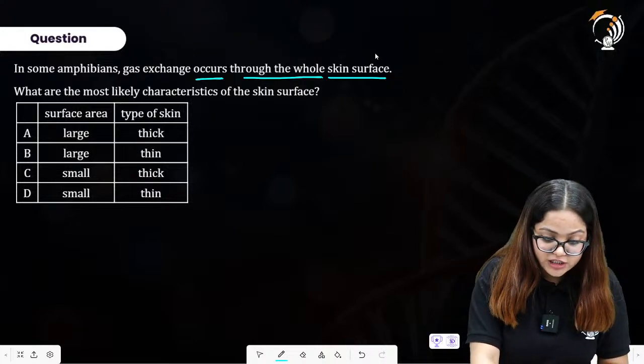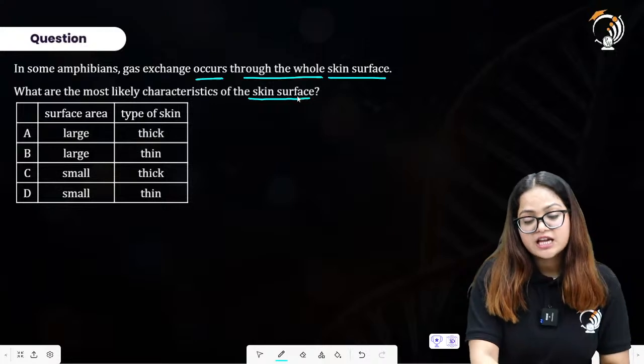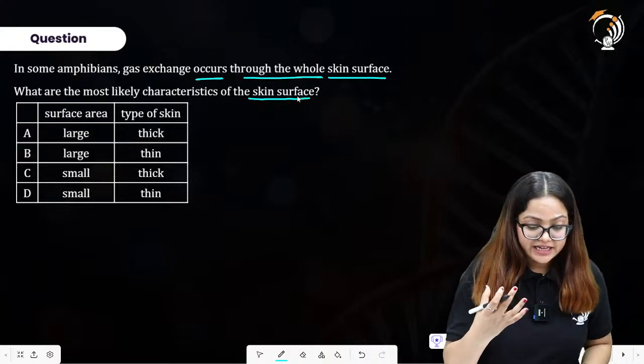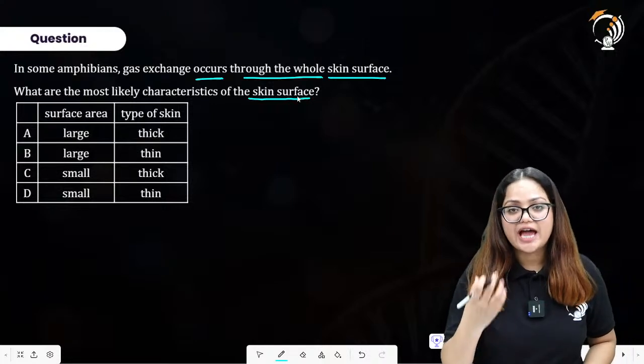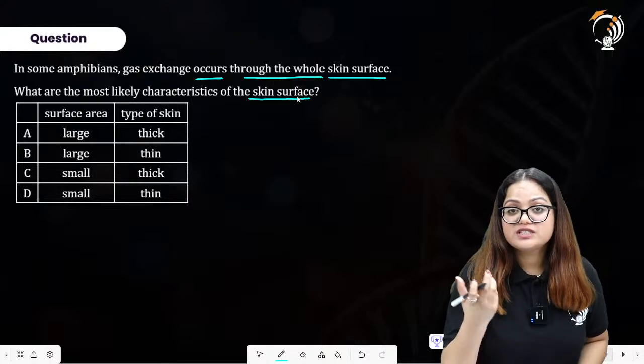Done. The skin should be moist. What are the most likely characteristics of the skin surface? Now in order to let this respiration or gas exchange happen in amphibians, what should be the characteristic of the skin surface?